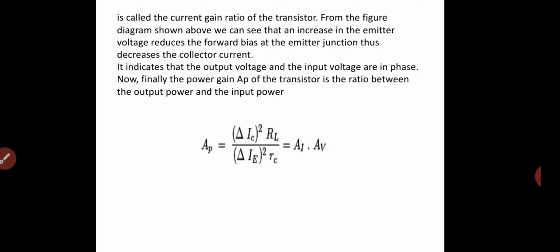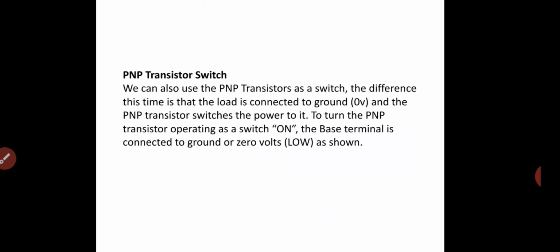That was the use of a BJT as an amplifier. Now the use of a BJT as a switch. We can also use the PNP transistor as a switch. The difference this time is that the load is connected to the ground and the PNP transistor switches the power to it. To turn the PNP transistor operating as a switch on, the base terminal is connected to the ground, or 0 volt.